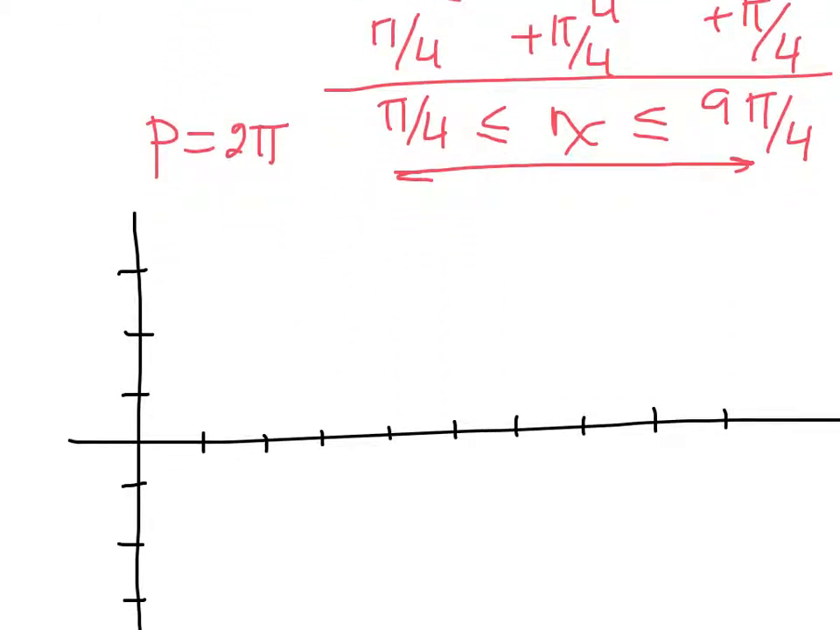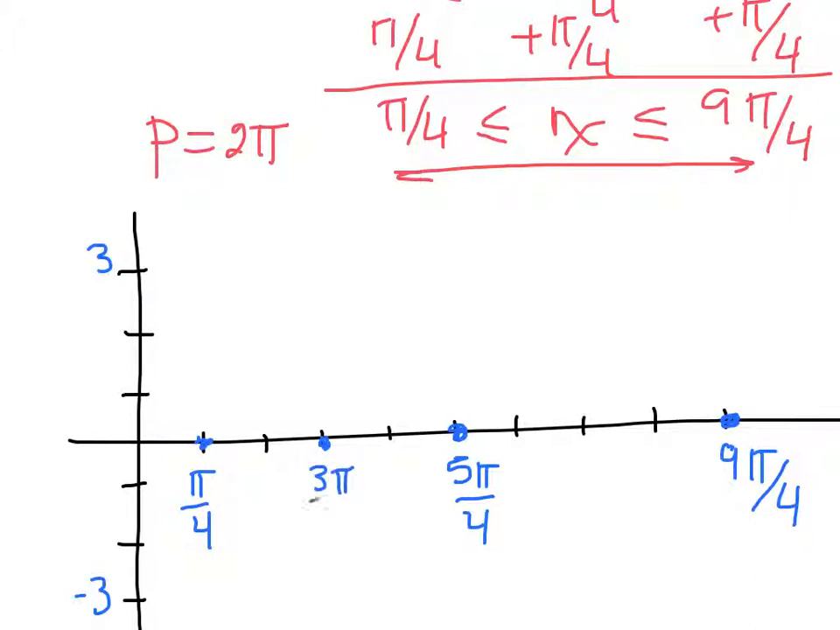I already have the graph here, and so to graph it, I know the amplitude is going to go as high as 3, as low as -3. It's going to start at pi over 4, and it's going to go all the way to 9 pi over 4. In order for us to select 5 key points, we need the midpoint. The midpoint is 5 pi over 4. The midpoint of this interval is going to give us 3 pi over 4. And the midpoint of the upper interval is 7 pi over 4.